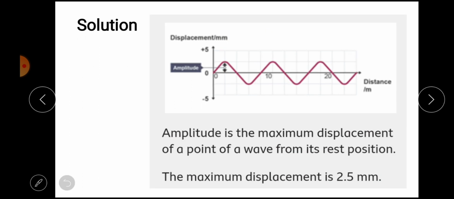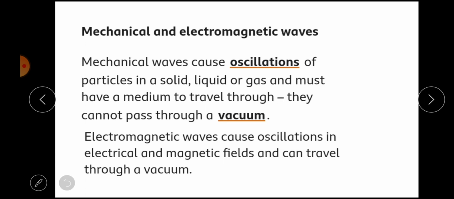Amplitude is the maximum displacement. So another way, we're asked to find the amplitude. Amplitude is the maximum displacement of a point of a wave from its rest position. So here we are going to find that the amplitude is 2.5 millimeters, which is half of 5. So you do not just take 5. You can see the amplitude is halfway between that. So that is 2.5 millimeters.